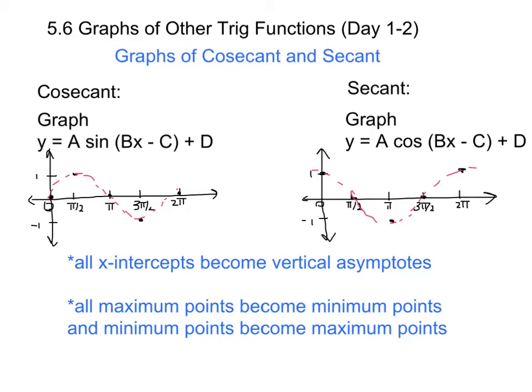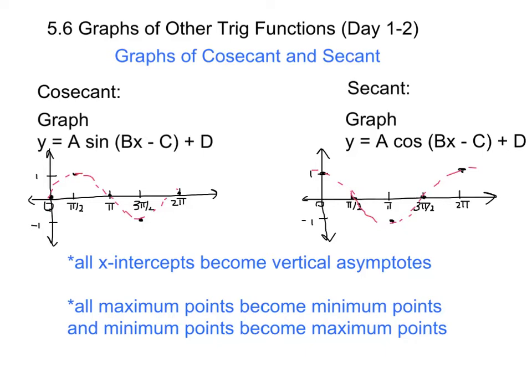Okay, today we're going to look at graphs of other trig functions. So now we're going to look at cosecant and secant. Cosecant is the reciprocal of sine. So what you're going to do is graph the sine function the same way we did before. Make sure you identify your amplitude, period, phase shift, and vertical shift.